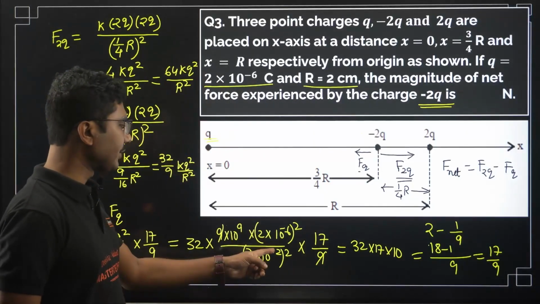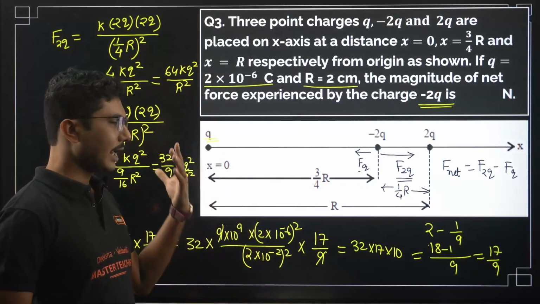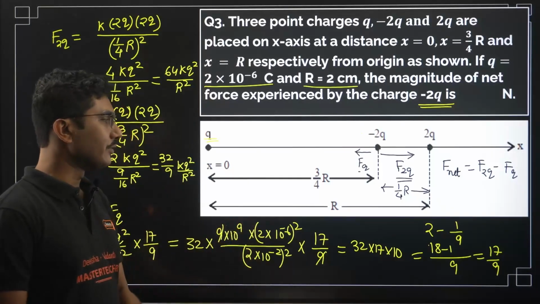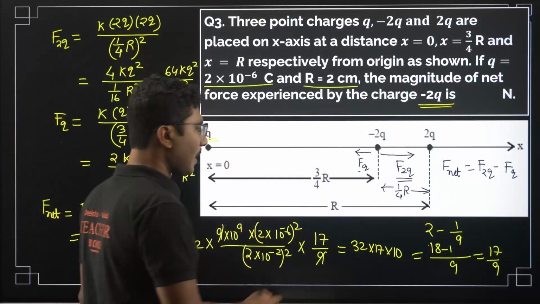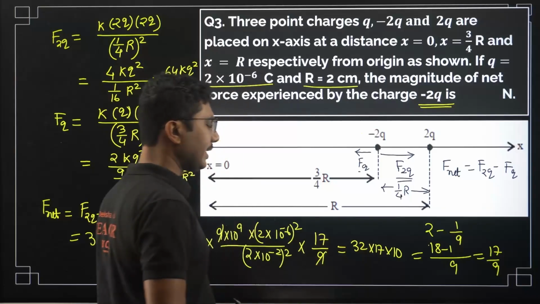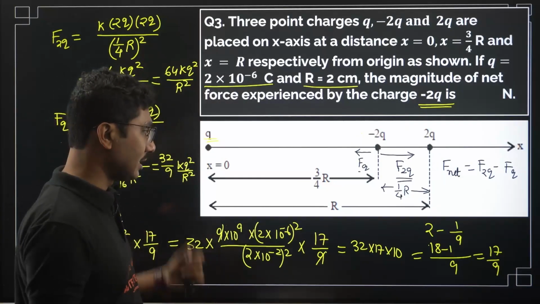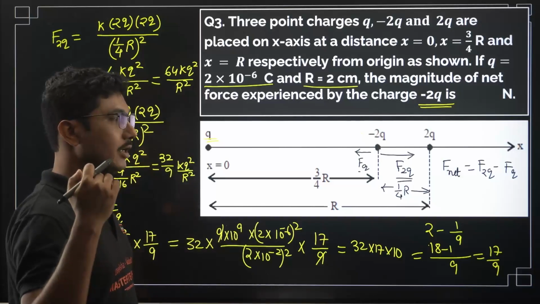Now you have to check this out, the 10 to the power of calculations. You have to be smarter and faster while calculating the 10 to the power of values. So 32 into 17 is like 16 into 16 plus another 16, that is 256.